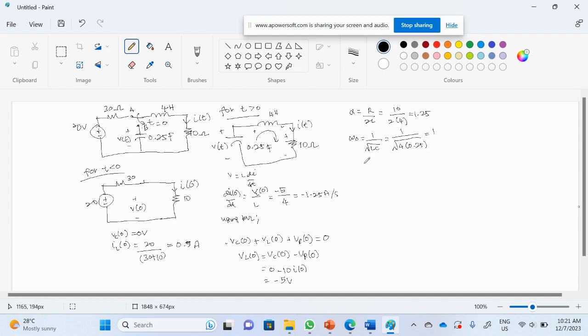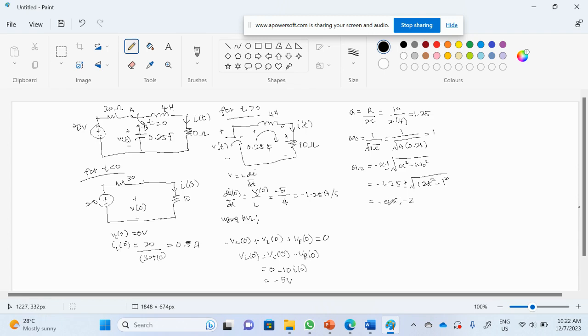So dapat 1. s1,2 equals to negative alpha plus minus square root alpha square minus omega naught square. So negative 1.25 plus minus square root of 1.25 square minus 1 square. So nanti bila you simplify, you akan dapat negative 0.5 and also negative 2. This is your answer for characteristic roots, negative 0.5 and negative 2.